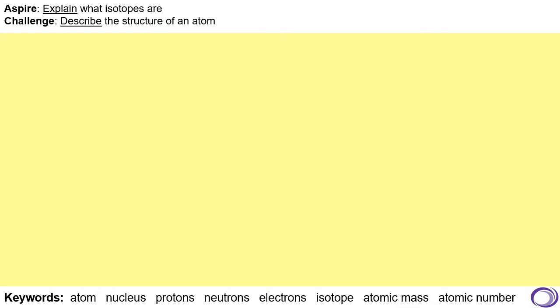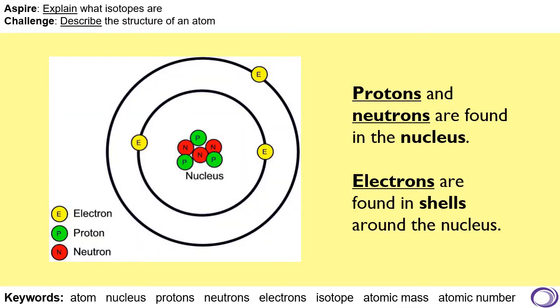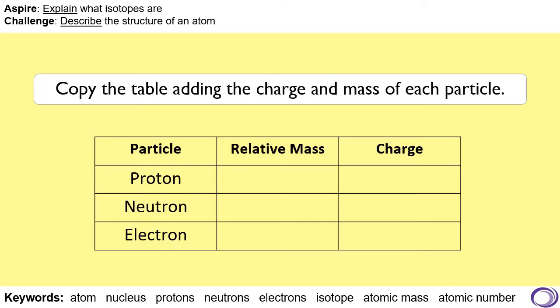So what else do we need to remember about atoms? Well, we need to remember that atoms are made of protons, neutrons, and electrons, and that the protons and neutrons are found in the nucleus, and that the electrons are found in shells around the nucleus. So hopefully you remembered some of that in your starter activity.